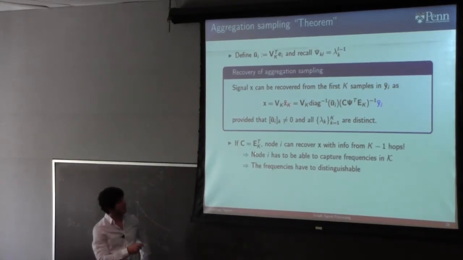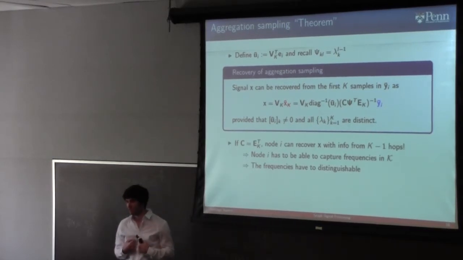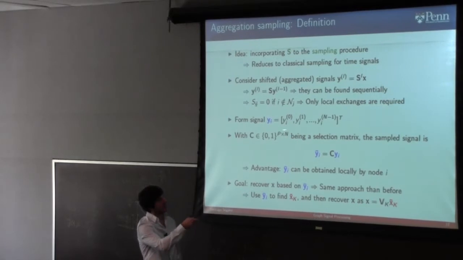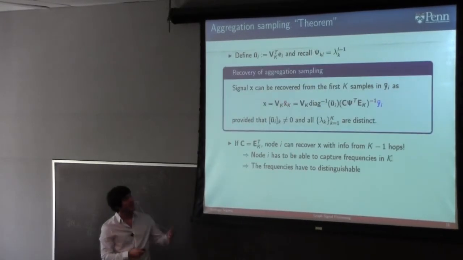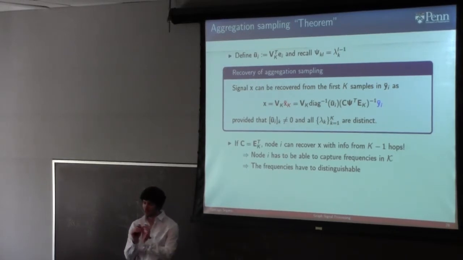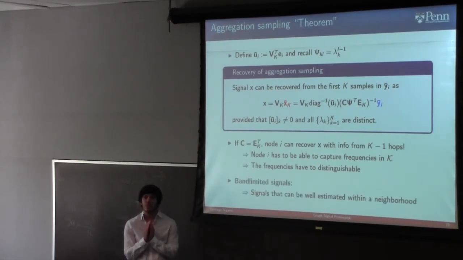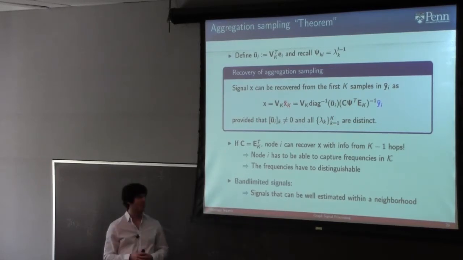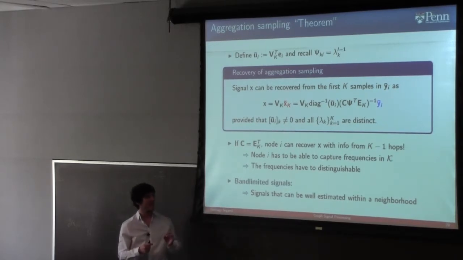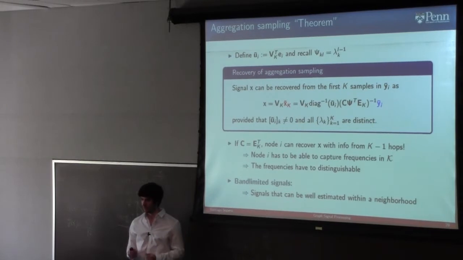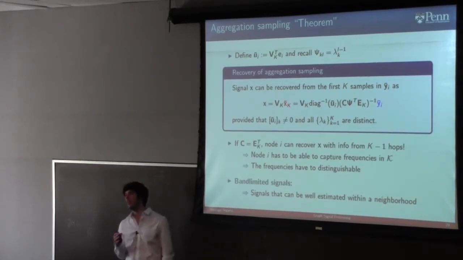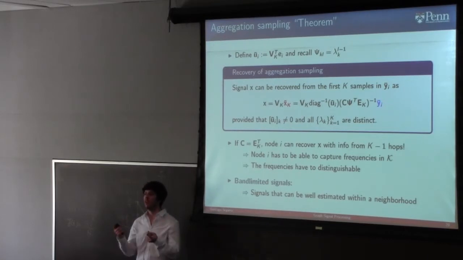And very importantly, remember that we have all these observations, and we pick the first k of them. This tells us that we can reconstruct the whole signal, not just the signal in my k-hop neighborhood. The whole signal in the graph, I can reconstruct from k local observations. So our k-bandlimited signal in graphs must be interpreted, and this is not how it is interpreted right now in a lot of the literature, as a signal that can be well estimated within a neighborhood. So if a signal is k-bandlimited, then just by standing in my point, with information in my k minus one hop neighborhood, I can recover the whole signal.